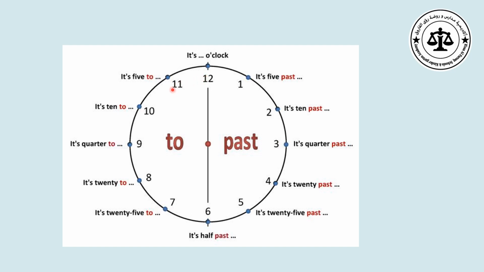The other side. If the long hand at 11, we say it's 5 to. At 10, it's 10 to. 9, it's quarter to. And at 8, 20 to إلا 20 دقيقة. And at 7, it's 25 to إلا 25 دقيقة. So this side past و and this side to إلا.